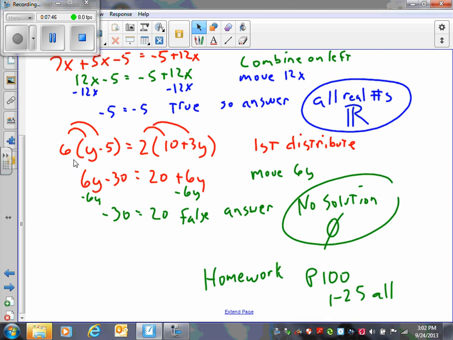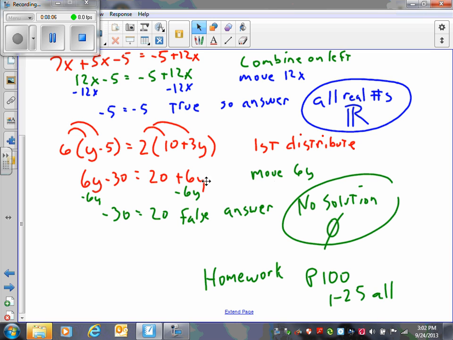This other problem, I have 6 times the quantity y minus 5 equals 2 times the quantity 10 plus 3y. First things first, distribute. 6 times y is 6y. 6 times minus 5 is minus 30. 2 times 10 is 20. 2 times 3y is 6y.